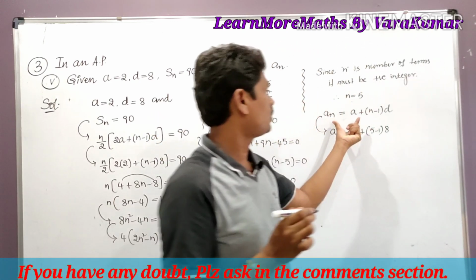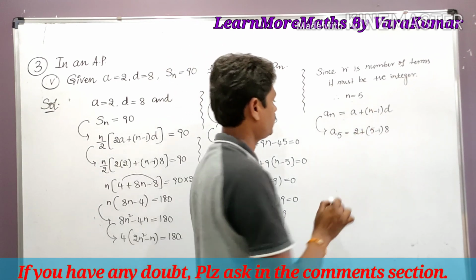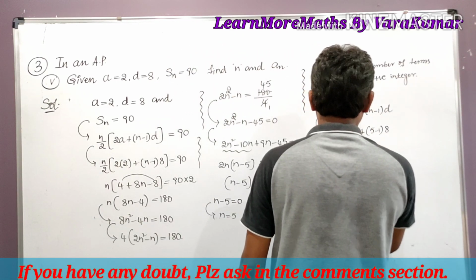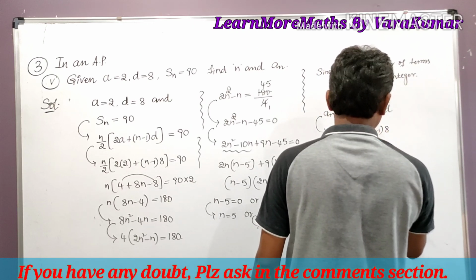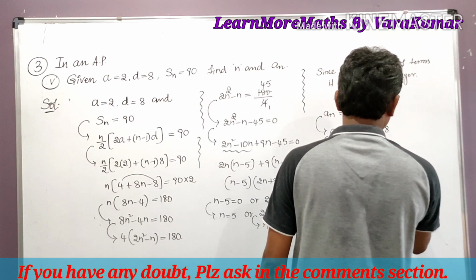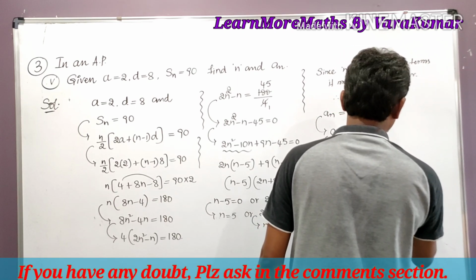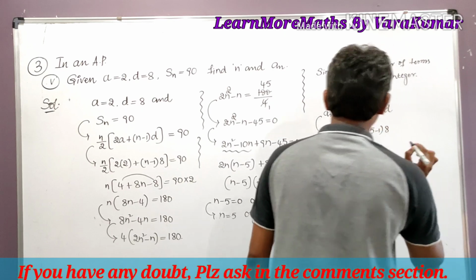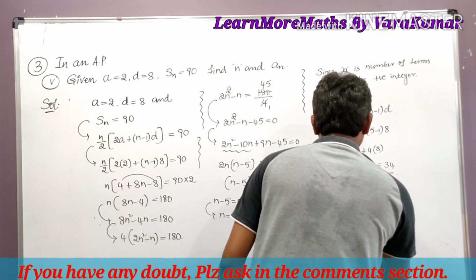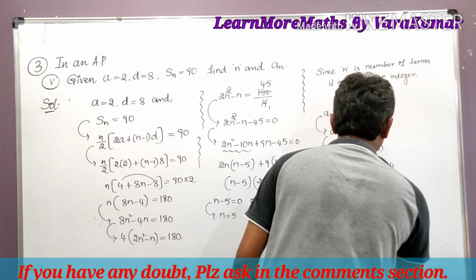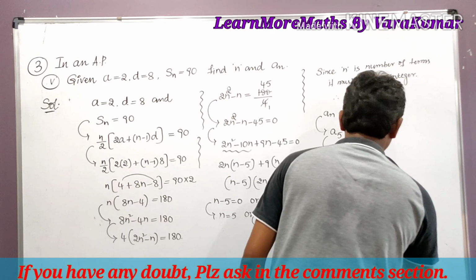Just we have to substitute all the values, student. n is equal to 5, a is equal to 2, d is equal to 8. So from this we get a5 is equal to 2 plus 5 minus 1, which is 4, so 4 into 8. So 2 plus 32. 4 into 8 is 32. 2 plus 32 is 34. So finally we have n is equal to 5 and a5 is equal to 34, student.